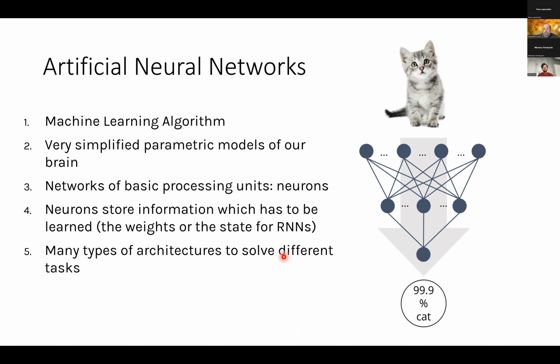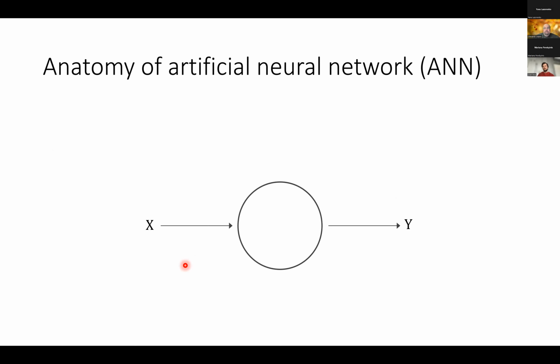Why are they powerful and useful? Because there are specifically different architectures designed to solve different tasks. And also they're scalable to massive data. Now, in contrast to traditional classic machine learning, neural networks really can scale to terabytes, petabytes of data and billions of samples.